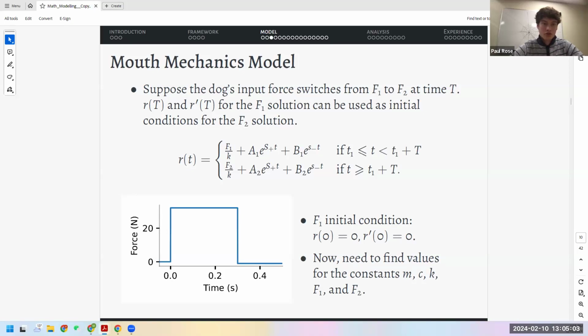If the applied force switches from F1 to F2 at time t, position and velocity of the first solution at time t can be used as the initial conditions for the second solution. This yields a piecewise function, r of t, that's continuous and differentiable. Now we need to find values for the various constants in the model that match how Fritz's mouth actually behaves.